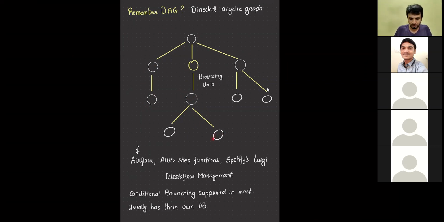After this, do this. After this, do this, right? And there is no backlink. That's why it is called a directed acyclic graph. It can only flow in one direction. Okay. Now, where does this come in handy?